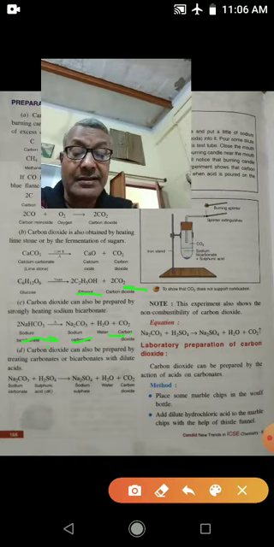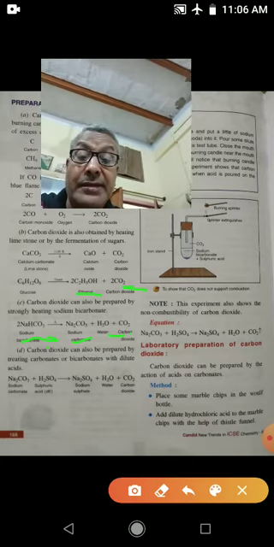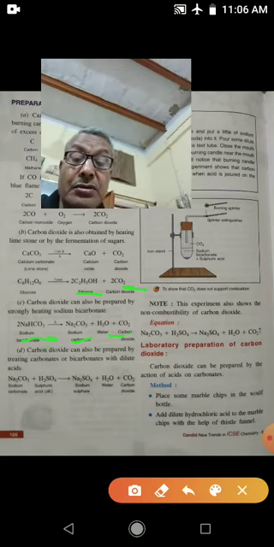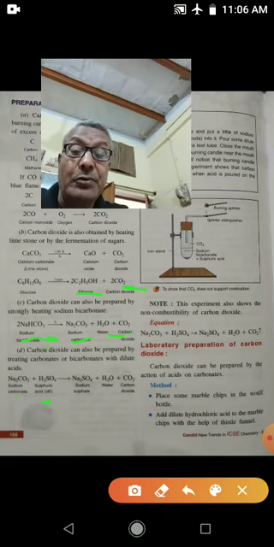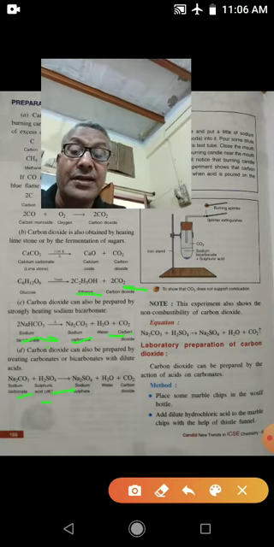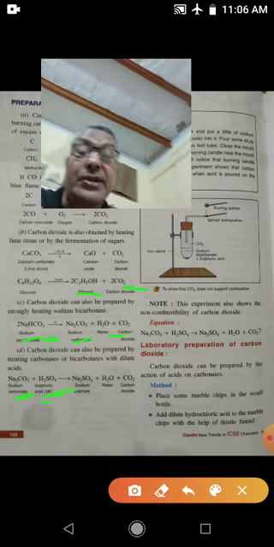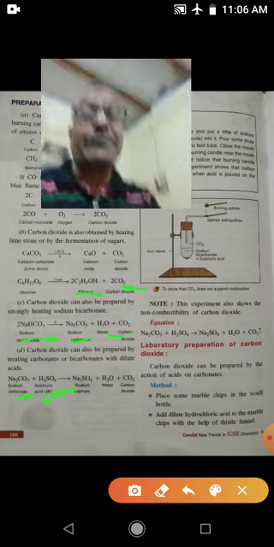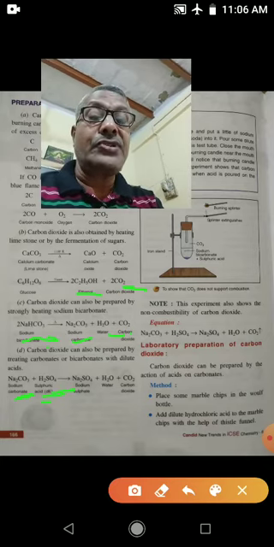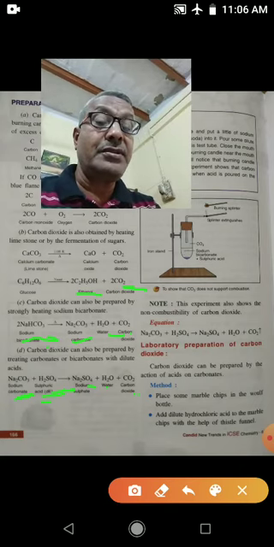Carbon dioxide is also prepared by treating carbonate and bicarbonate with dilute acid. So sodium carbonate is treated with dilute sulfuric acid. H2SO4 is the sulfuric acid. Na2CO3 is the sodium carbonate. So when sodium carbonate is treated with dilute sulfuric acid, then sodium sulfate, water and carbon dioxide gas are produced.